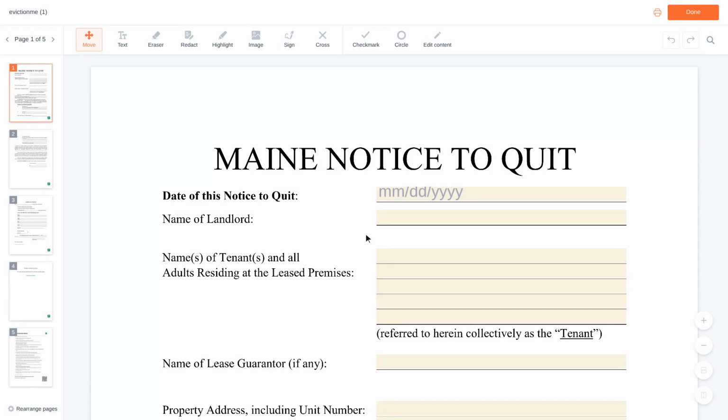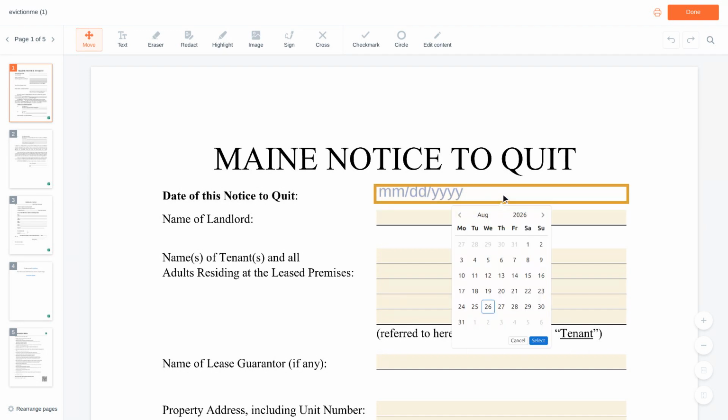Let's fill out the Maine Eviction Notice together, the written notice a landlord serves before an eviction case can begin, and check what the state asks of it as we go. Start at the top with the date of this notice. Then the landlord's name, in our example Anna Baker, and the tenant's, here Ben Carter.